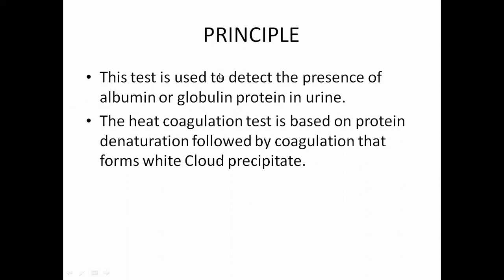So this is the principle of this test. This test is used to detect the presence of albumin or globulin in a urine sample or an unknown protein sample. This test is based upon protein denaturation followed by coagulation, which will form a white precipitate. That means after the addition of acetic acid, if there is a presence of protein, then a white precipitate will form in your test tube. This is the principle of this test.